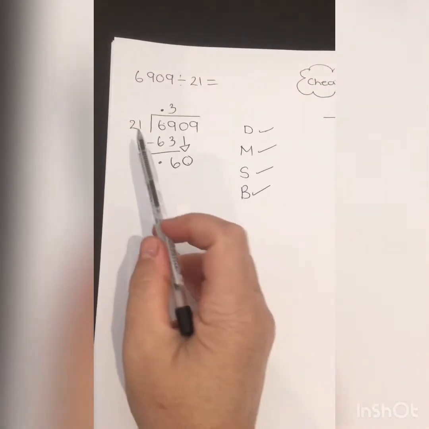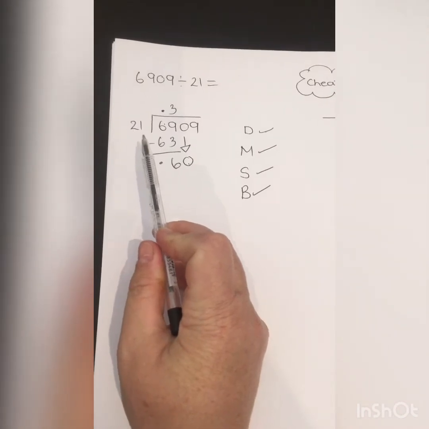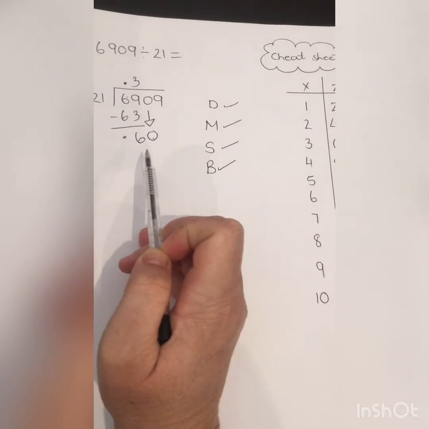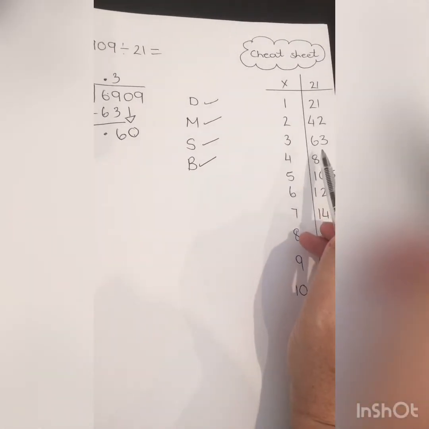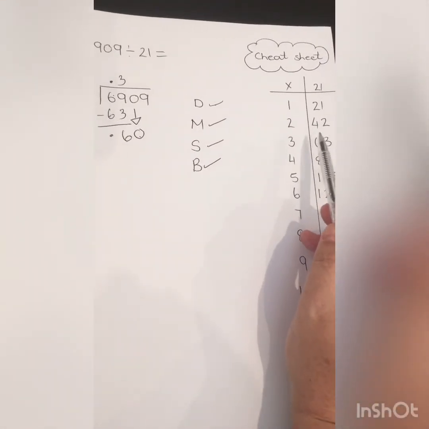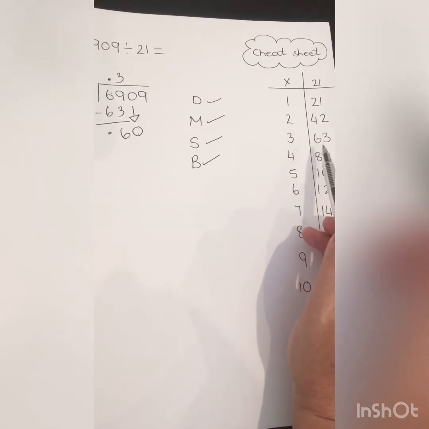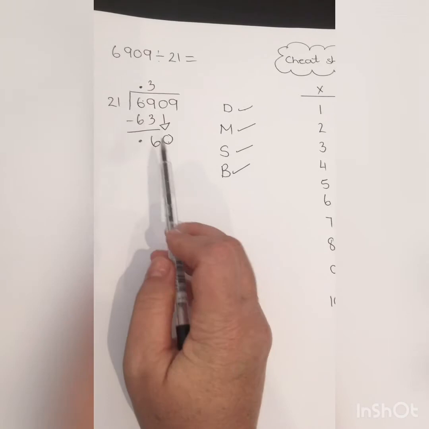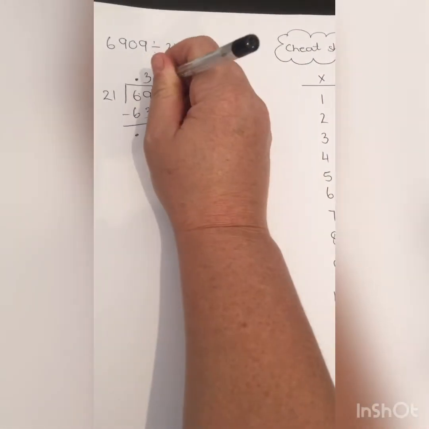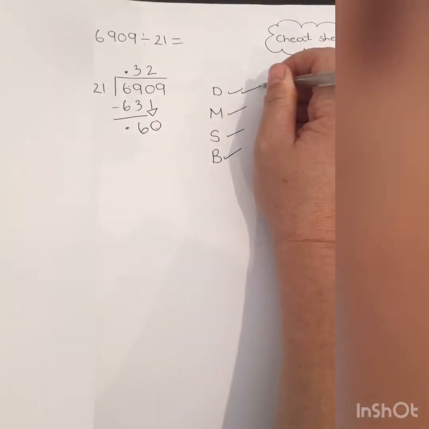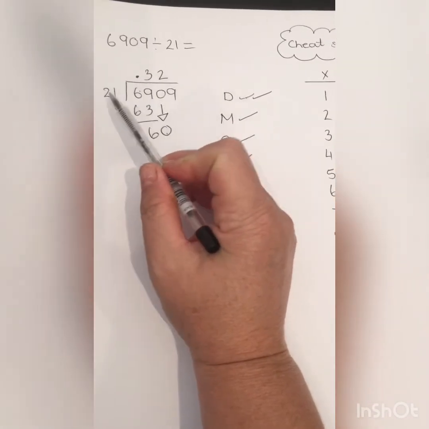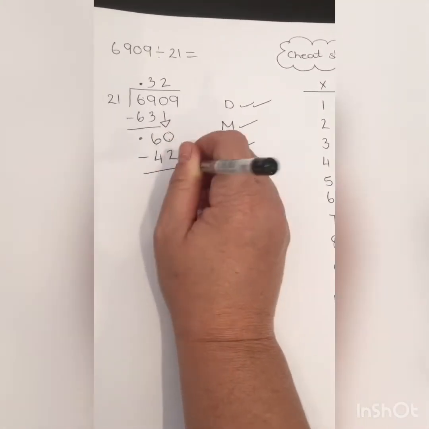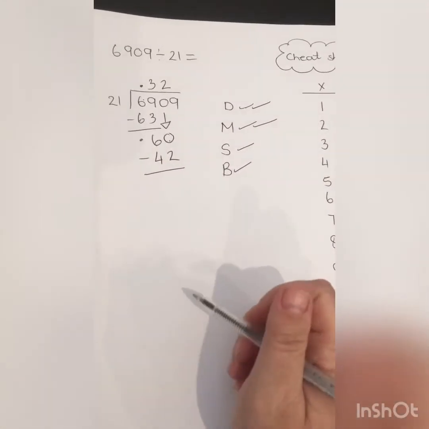All right, so now we go on and we say, can 21 go into 60? Well, again, the cheat sheet's going to help us. So we need something that is nearest or closest to 60. 63 is going to be too much, but 42 is going to work for us. So 21 can go into 60 2 times. All right, so I've divided. Then I need to multiply. 2 times 21 is going to give me 42. Set up my subtraction, so I've done my multiplication.